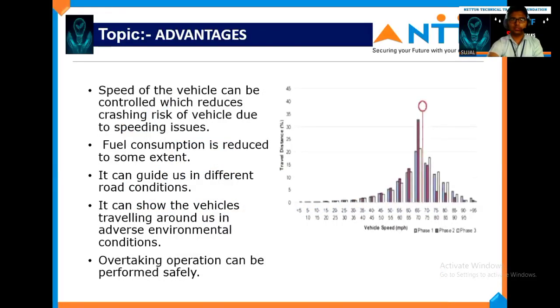Advantages. The speed of the vehicle can be controlled, which leads to a reduction in the risk of crashing due to speed issues. Fuel consumption is reduced to some extent. It can guide us in different road conditions. It can also show vehicles traveling around us in adverse environmental conditions. Overtaking operations can be performed safely within the speed limits.